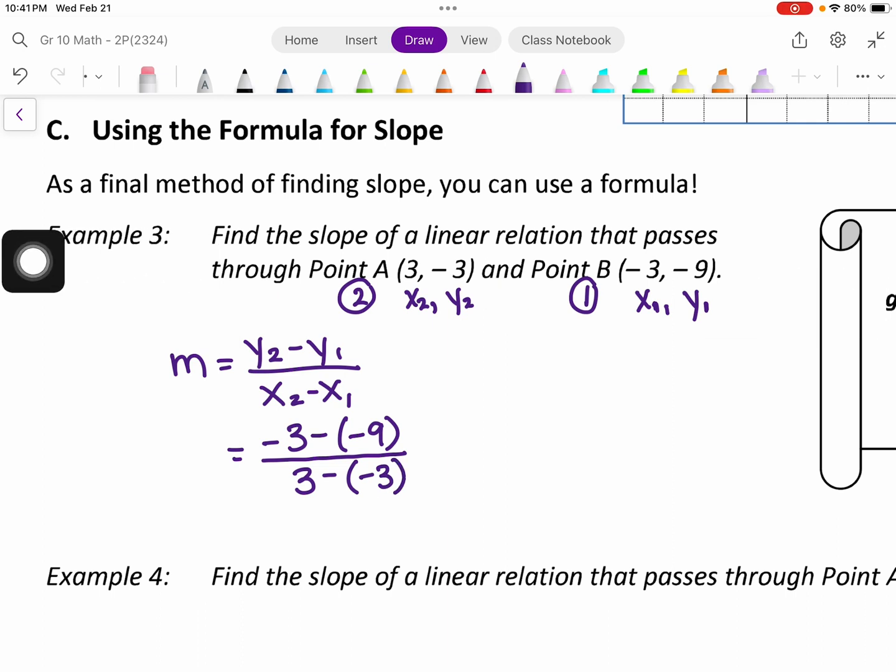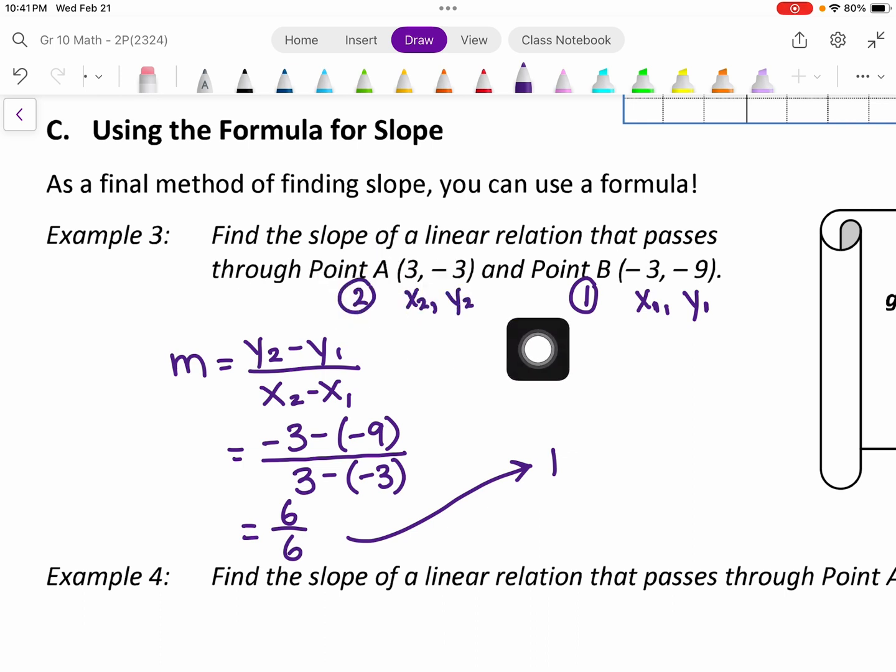So now I'm just going to solve my numerator and my denominator. So I have -3 subtract -9, that's the same as -3 plus 9, or 9 minus 3, which is 6. And then I have 3 subtract -3, or 3 plus 3, which is also 6. And 6 divided by 6 is equal to 1. So this gives me a slope of 1 between these 2 points.